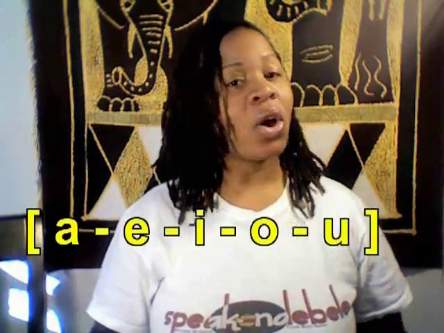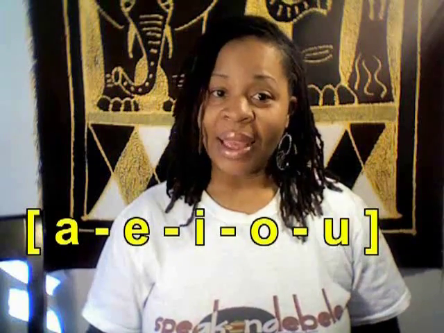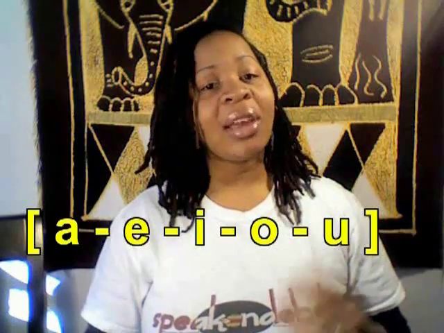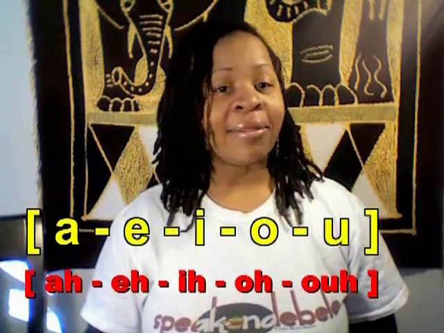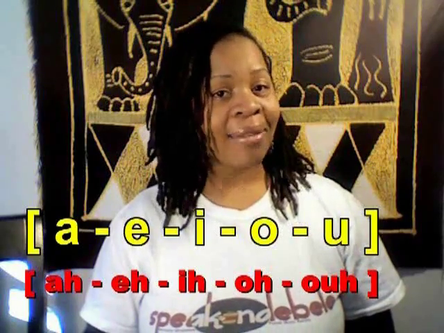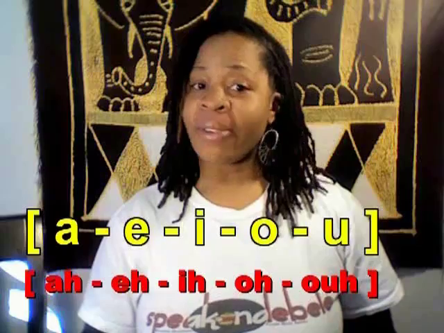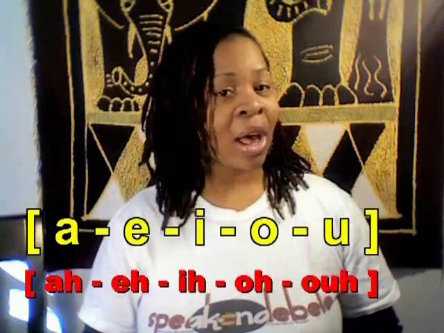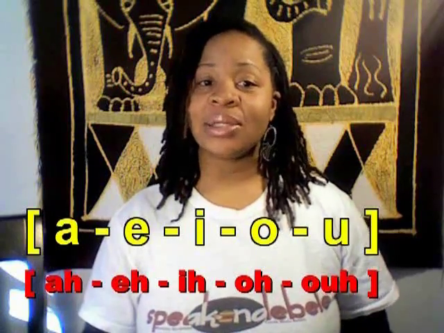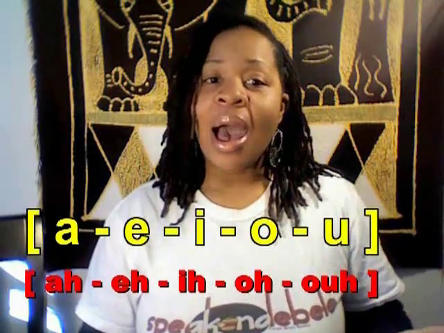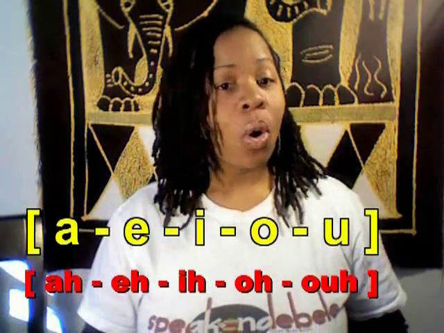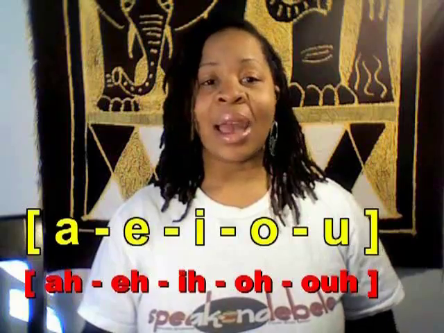Let's start with our vowels. The vowels in Ndebele are very similar to the vowels in English in that they are A, E, I, O, U. However, in IsiNdebele, they're said a little bit differently. So, here they are in Ndebele. The A vowel in Ndebele is A. The E vowel is E. The I vowel is I. The O vowel is O. And the U vowel is U. Did you get that? Say it with me. A, E, I, O, U.